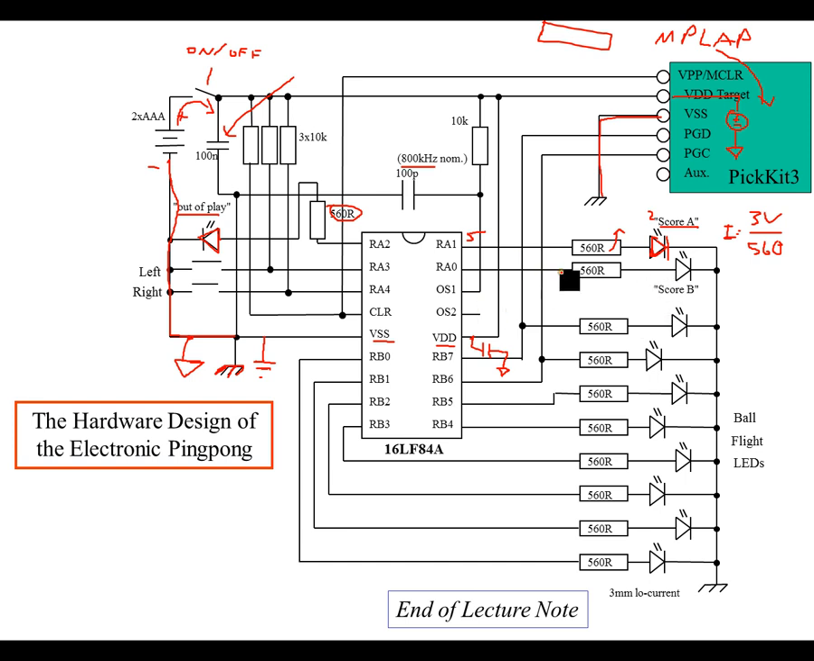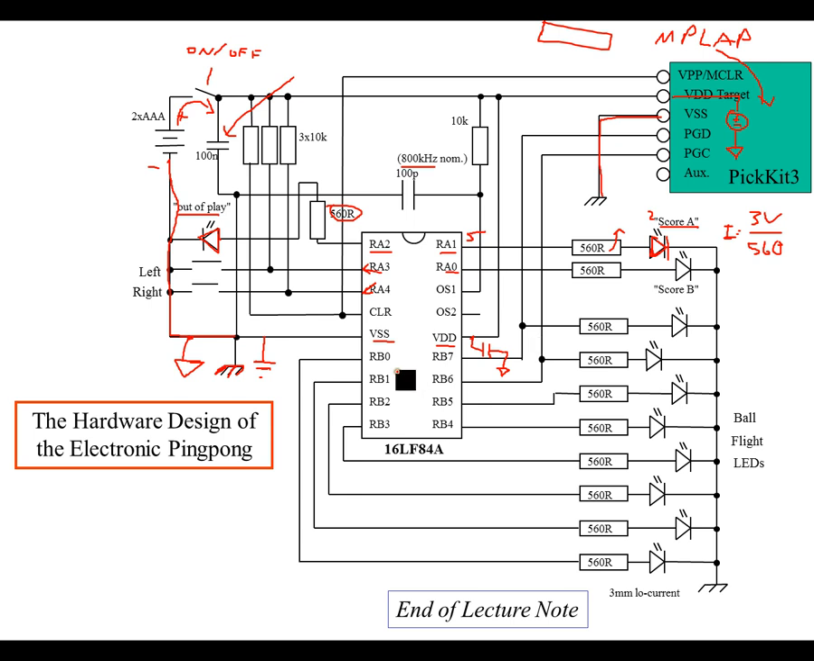Okay, so we've got port A set up. We're using port A for the left-right paddle buttons, and then we're using it for the score lights, and then the out of play. Now note that the left and right buttons are going to be configured. You have to configure these two bits, bit 3 and 4, as inputs, whereas bits 2, 1, and 0 need to be configured as outputs.